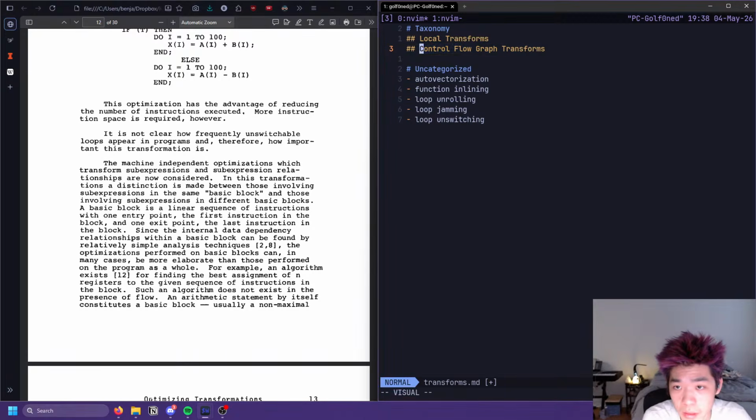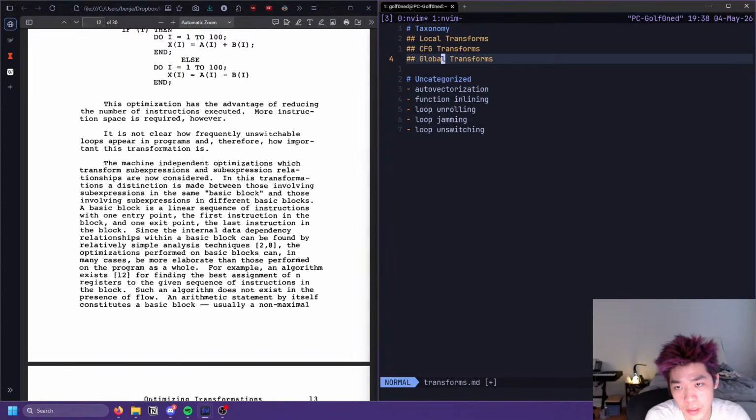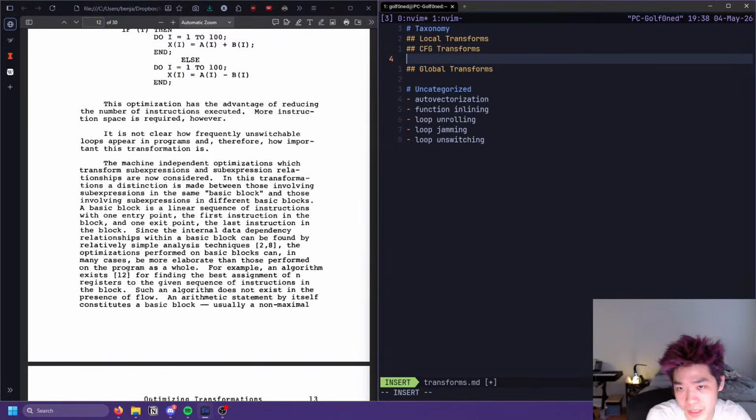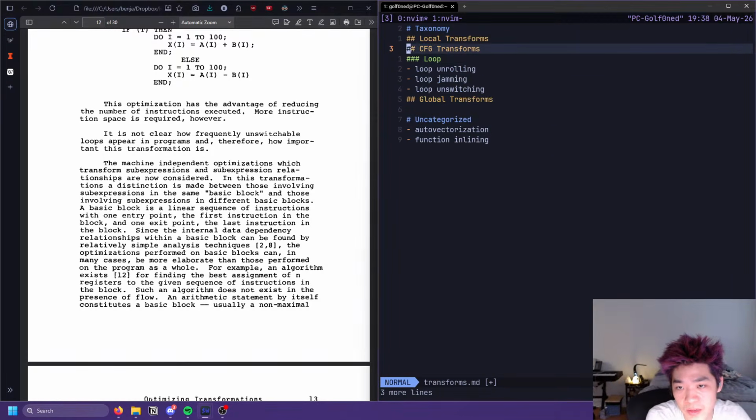Yeah. Oh, that's not the right key. Yeah, so we can do that. Maybe we'll do global. I don't know how global will look, but we can put a loop category here. We'll start with that, I guess. That seems good. I like how that looks.